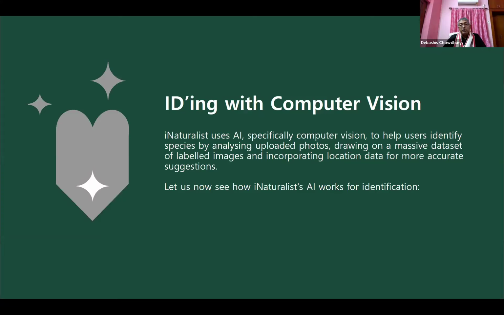While posting your observation in iNaturalist, you have a facility of computer vision. iNaturalist provides this facility of computer vision. iNaturalist uses artificial intelligence, specifically computer vision, to help users identify species by analyzing uploaded photos, drawing on a massive dataset of labeled images, and incorporating location data for more accurate suggestions.